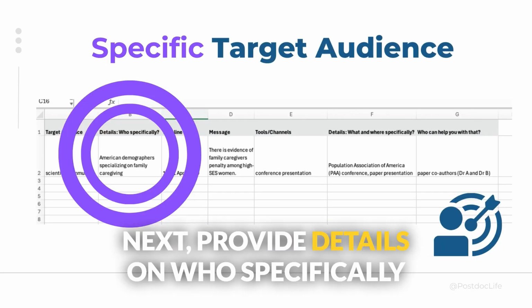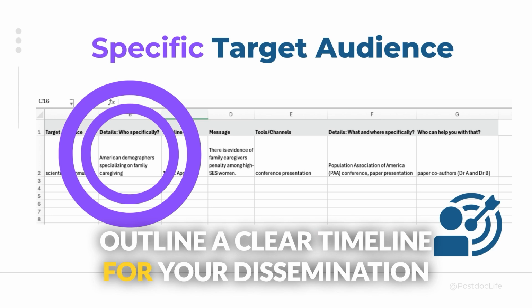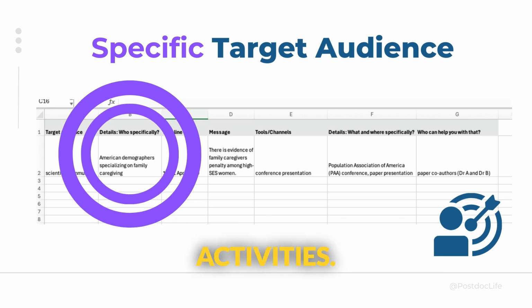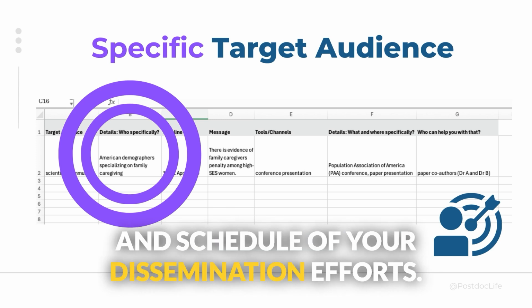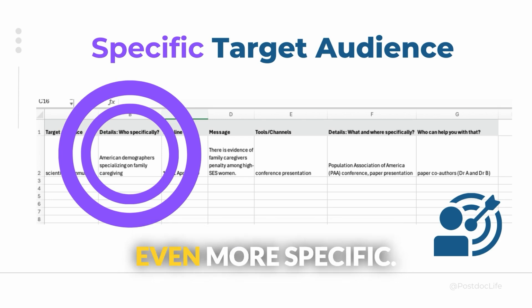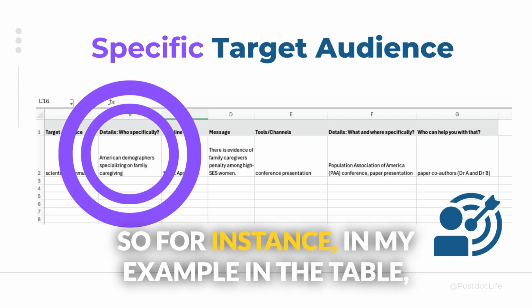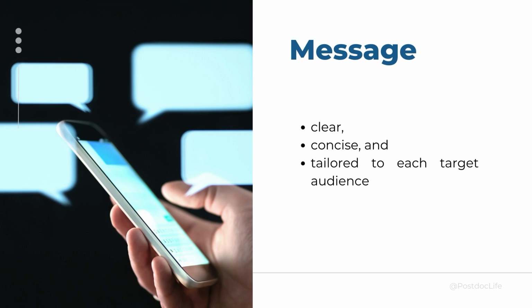Next, provide details on who specifically within these groups will be targeted and outline a clear timeline for your dissemination activities. This helps you with planning the scope and schedule of your dissemination effort. Among the target groups, you can go even more specific. So for instance, in my example in the table, I aim specifically at American demographers specializing in family caregiving.